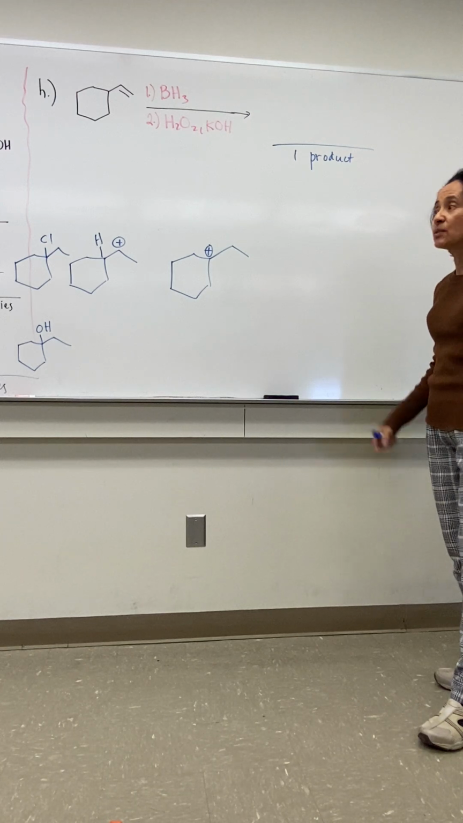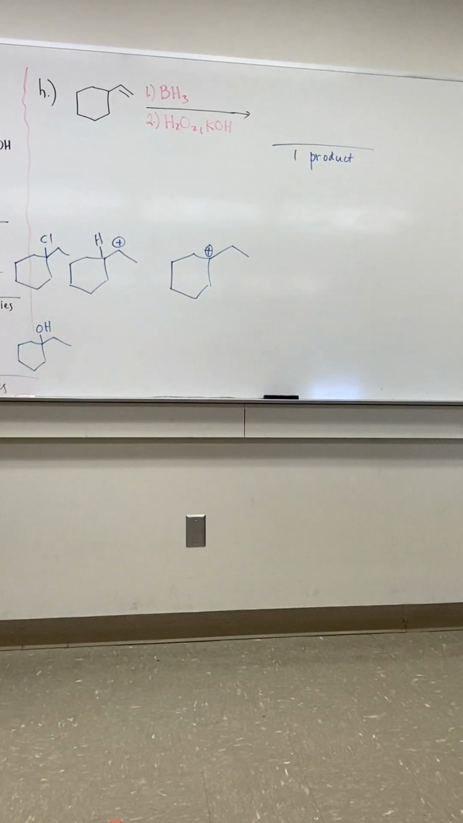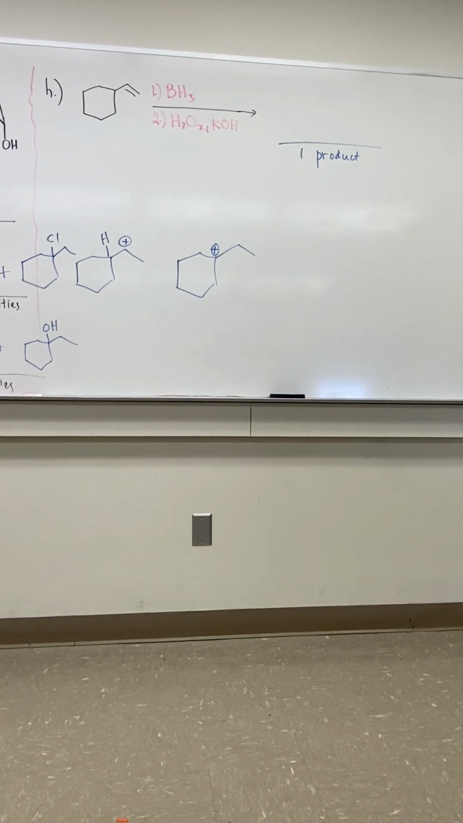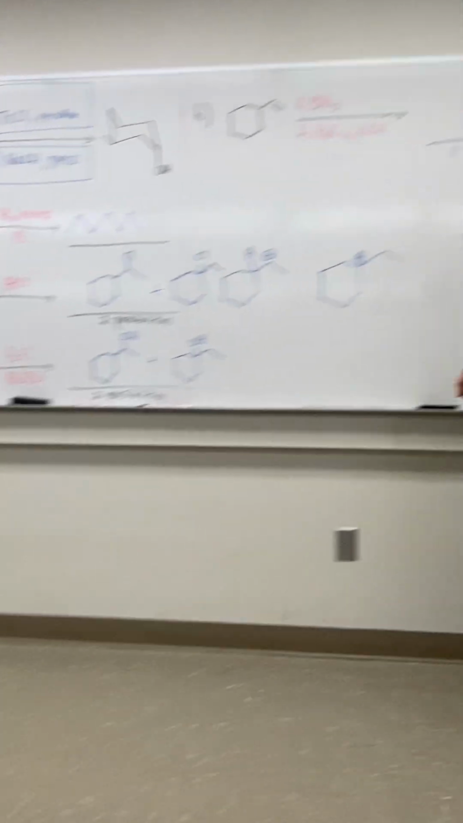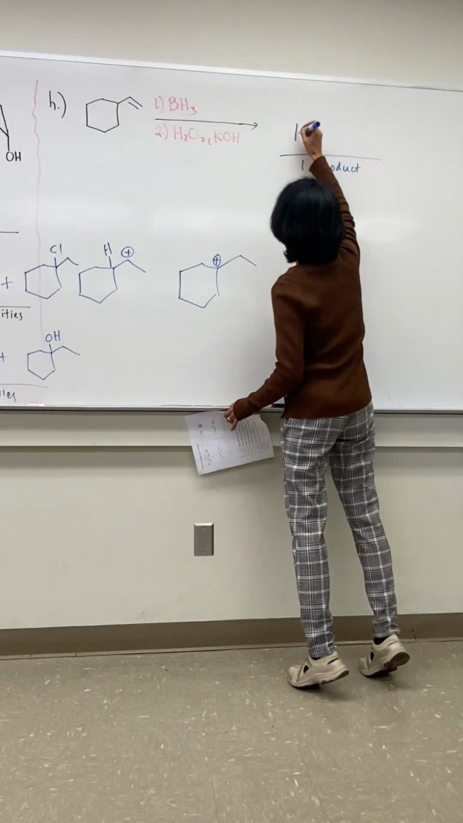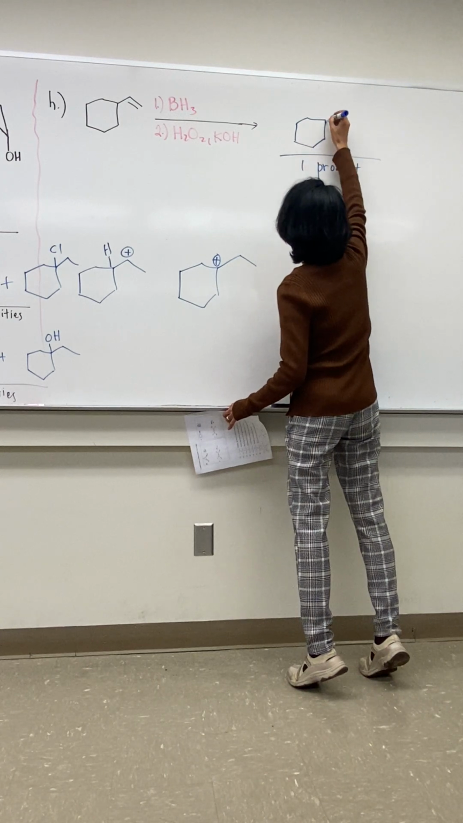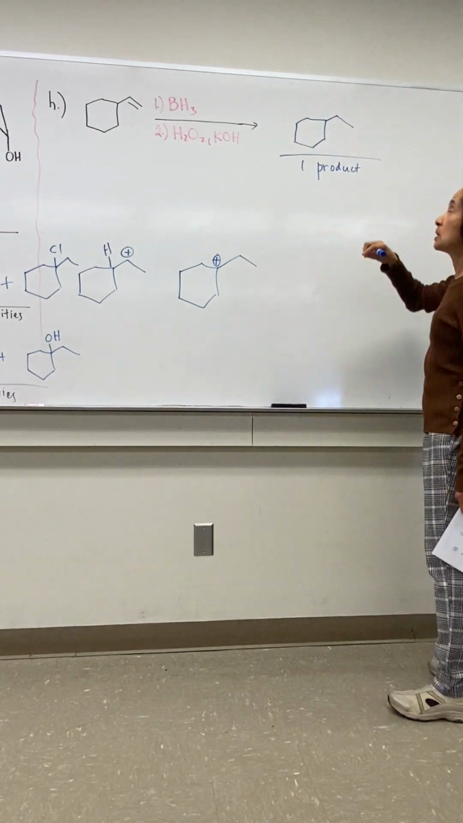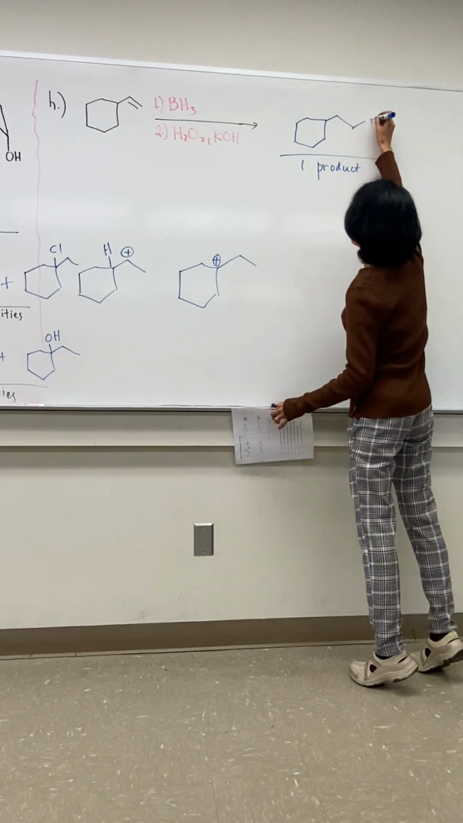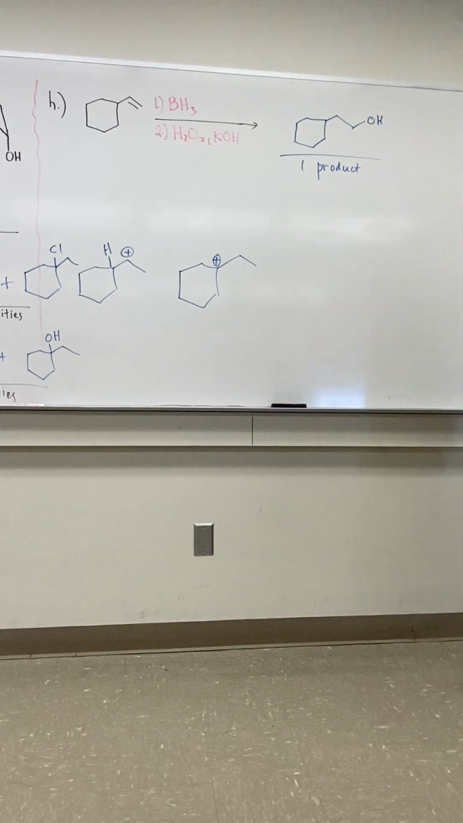You hydrate, right? So instead of H, OH like this, this one is the opposite. The addition of the HOH is to the less substituted carbon. So what would it look like? Where is the OH going to be? At the end. Okay, so the number of carbons stay the same.